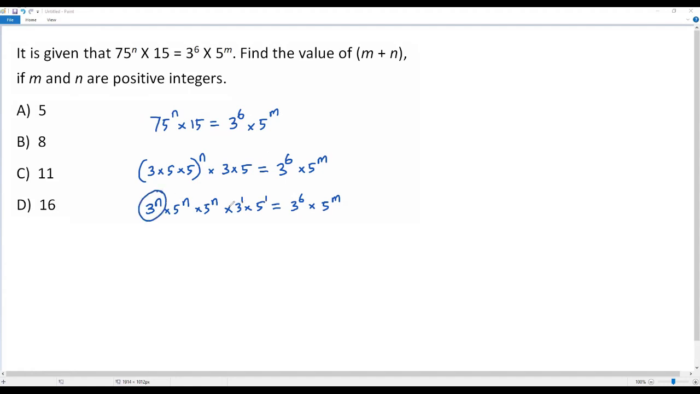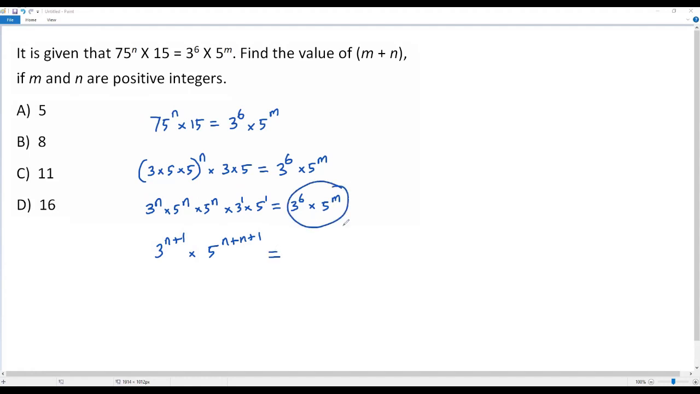Now let's consider the product of these two powers. Here we have the same base 3 in these two powers. Whenever I multiply two or more powers with the same base, we can write the base once and we have to add the exponents. When I add the exponents, I am getting n plus 1. Let's consider the product of these three powers. We have the same base 5. So we can take the base once and we have to add the exponents n, n, and 1. That is 2n plus 1. This is the product rule of exponents.